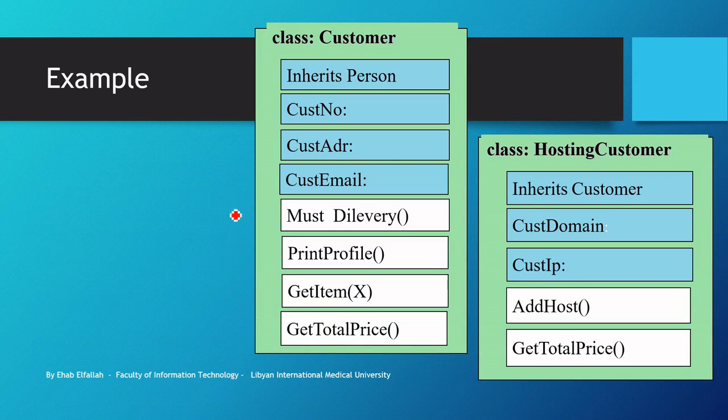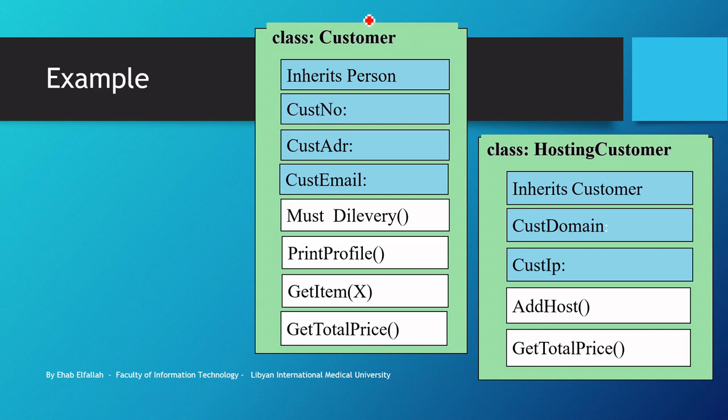So this is an example. We have two classes: class customer that has several attributes and methods, and class hosting customer, which also has several attributes and methods. So okay, let's see what's inside.